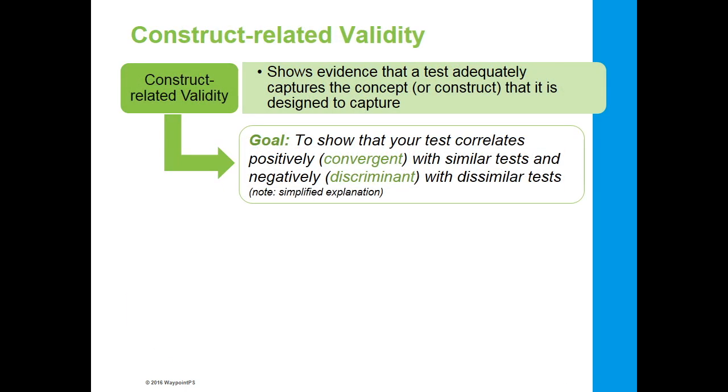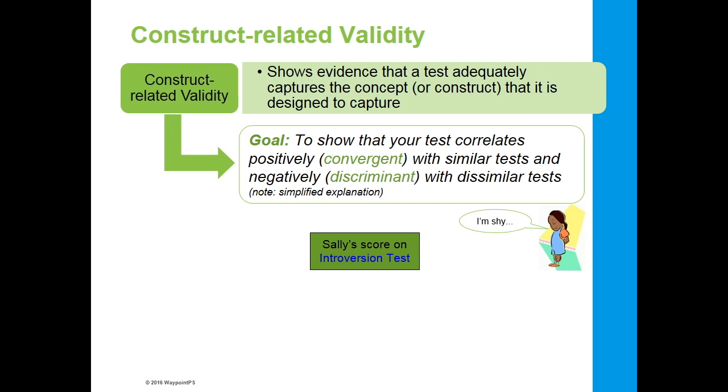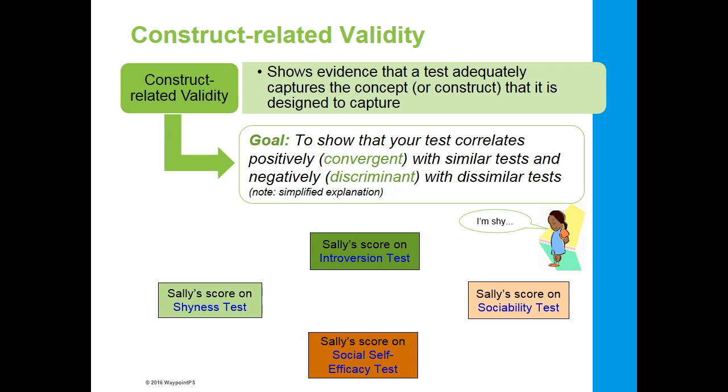In the case of construct-related validity, here we're interested in producing evidence to show that we've captured the concept of interest with our assessment. And we can do that by administering our assessment along with several others, some that are similar and others that are dissimilar. Let me give you an example. Let's say Sally here is extremely shy and we have an assessment we designed called the introversion test. So Sally would score very high on this assessment. Along with this assessment, we would administer three others. One that is also a shyness test that has established validity, and the other two, sociability and social self-efficacy tests, that are opposite of shyness.